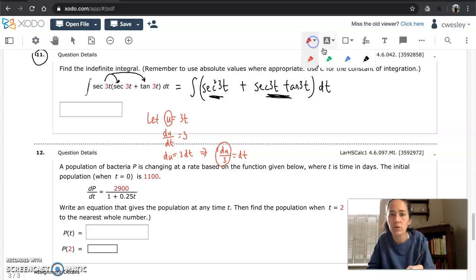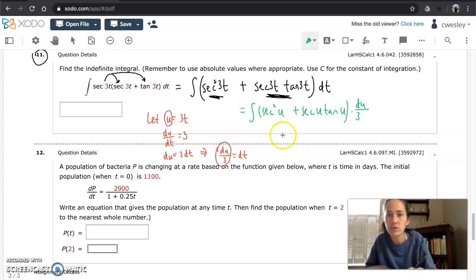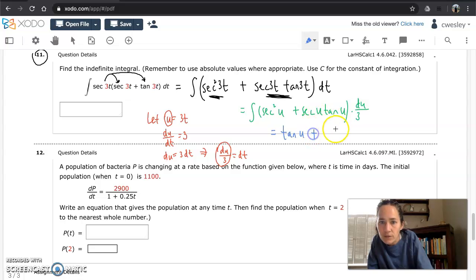Go back up to the original. So here goes the original. It's secant squared of u plus secant u tangent u. And then instead of dt, we said down here we could write du over 3, like that. All this we can use our trig antiderivative rules for. So we know antiderivative of secant squared is tangent, so equals tangent of u. And antiderivative of this is secant, so plus secant of u, all times the fraction 1/3, and I should have put that out front, I'll just put it here for now, plus C.